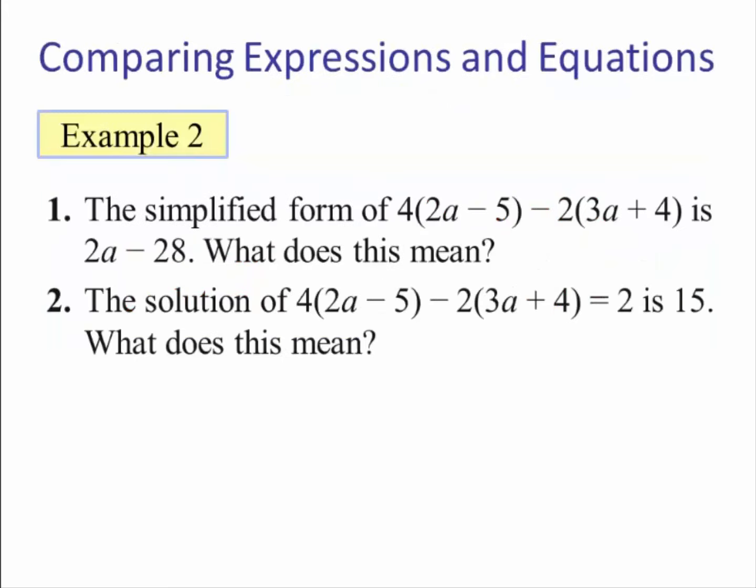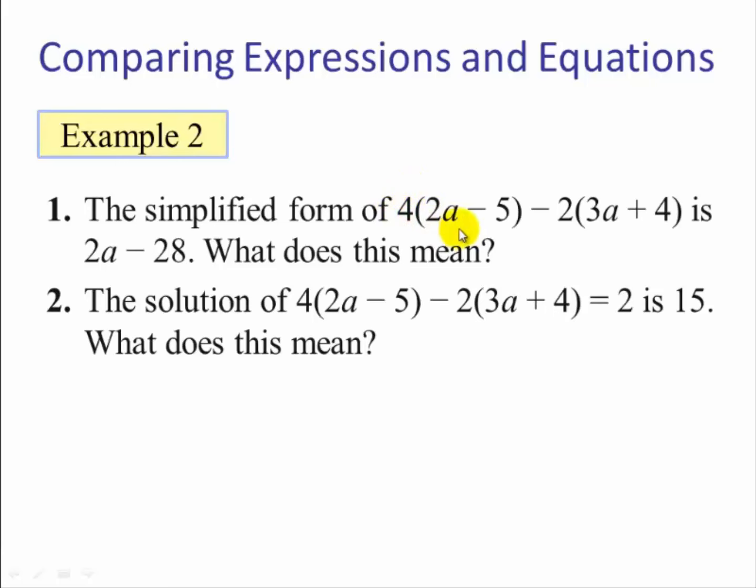Example 2. Number 1, the simplified form of 4 times the quantity 2a minus 5 minus 2 times the quantity 3a plus 4 is 2a minus 28. What does this mean? Number 2, the solution of 4 times the quantity 2a minus 5 minus 2 times the quantity 3a plus 4 equals 2 is 15. What does this mean?